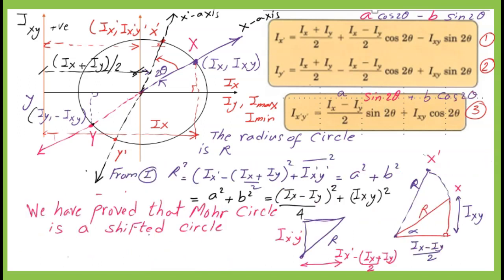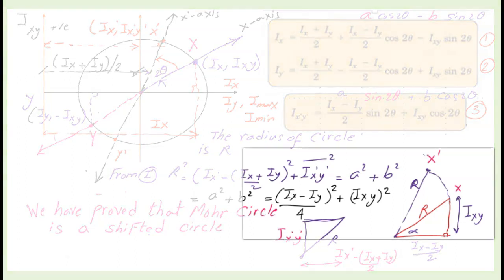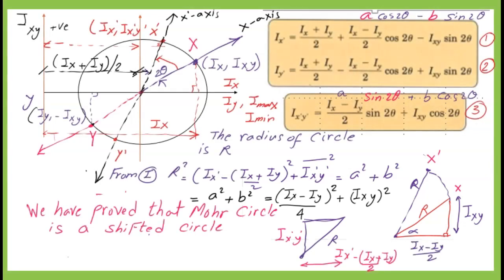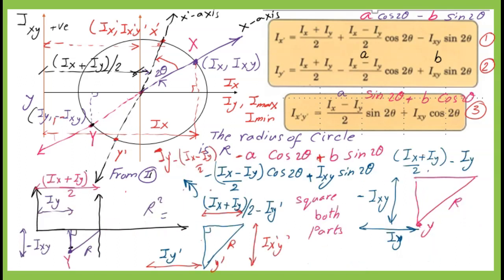From the next slide, adding together will give a squared plus b squared, which will be rewritten as (Ix minus Iy) squared divided by 4 plus Ixy squared. This value represents the square value of the radius, represented by the square of the distance between the center of Mohr's circle of inertia and point X. We will move to the next slide.